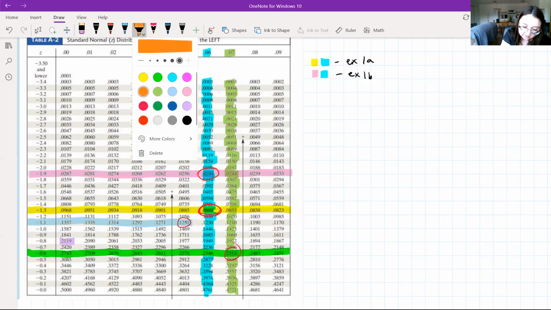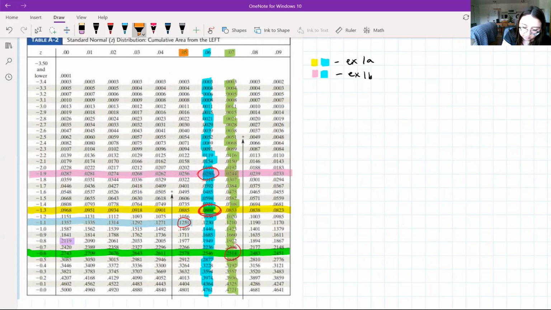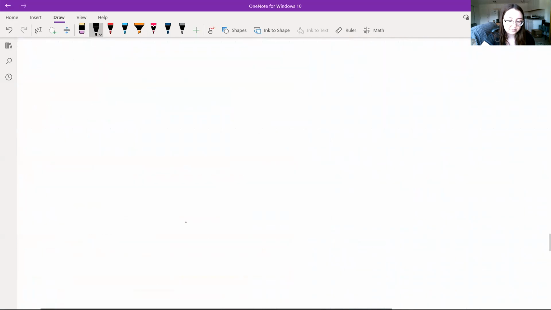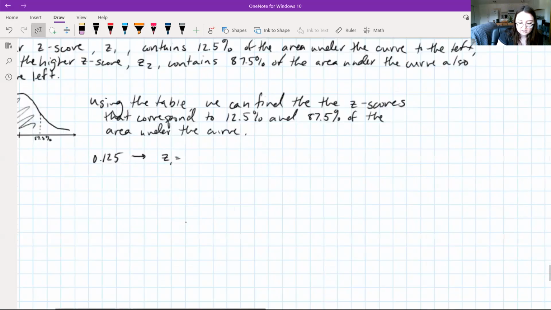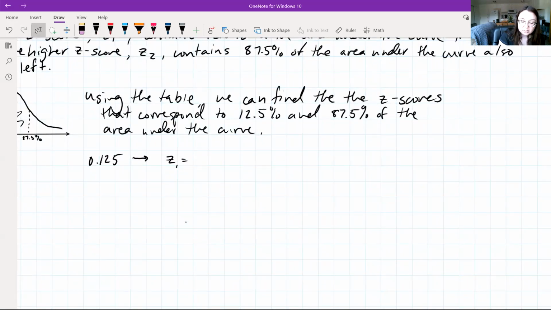I think I've used every color. And the column of 0.05. Remember, we can color this in until we get to, and I kind of colored over it, but it is 0.1251. So we see that this corresponds to the z-score of negative 1.15. So we see 0.125 corresponds to a z-score of negative 1.15.